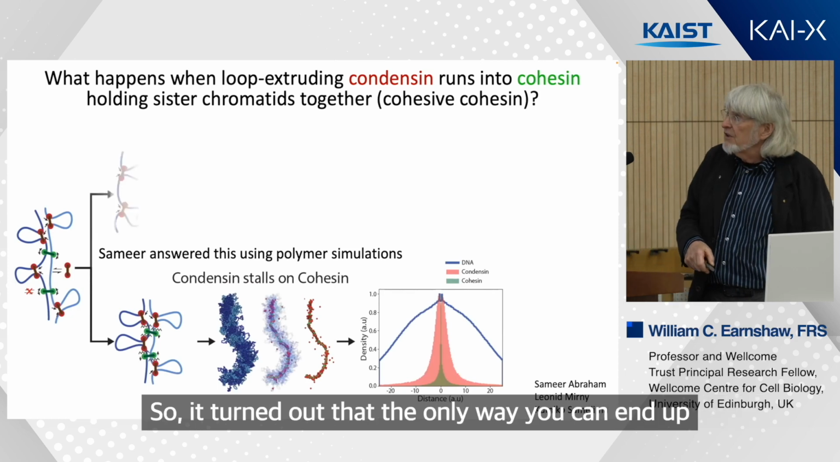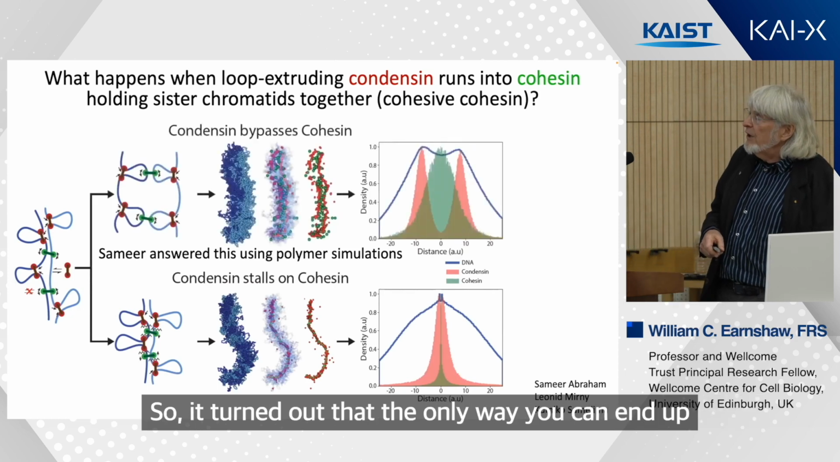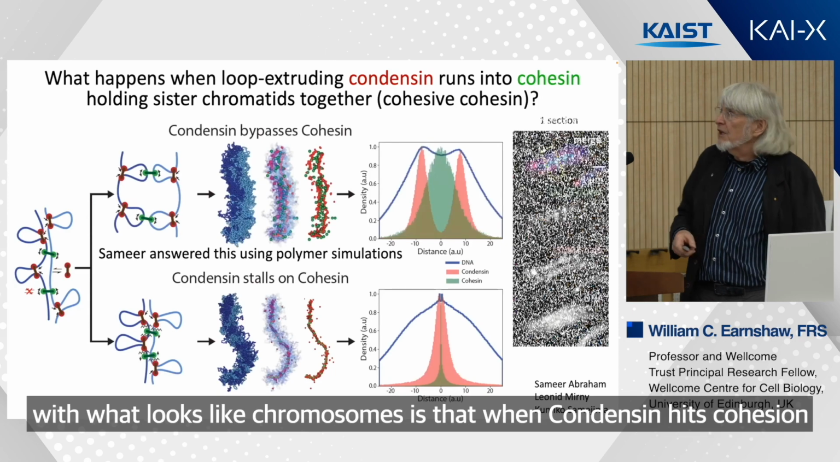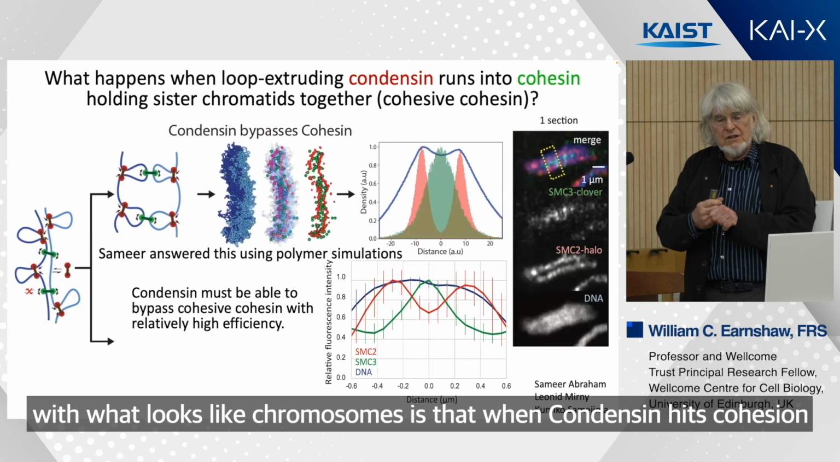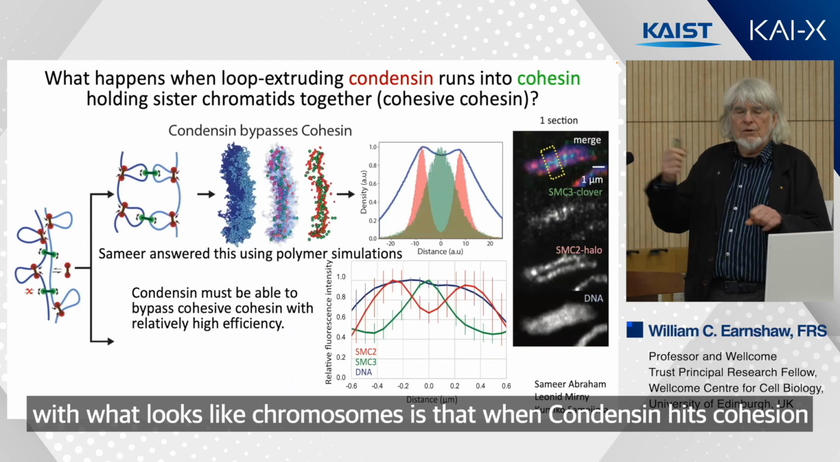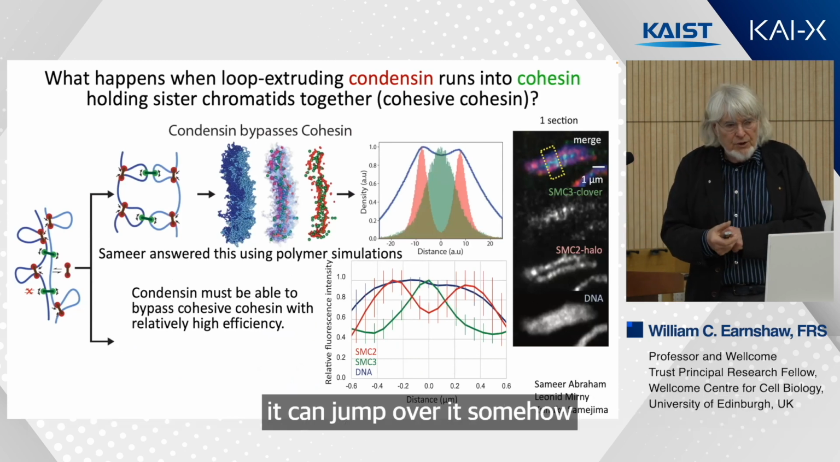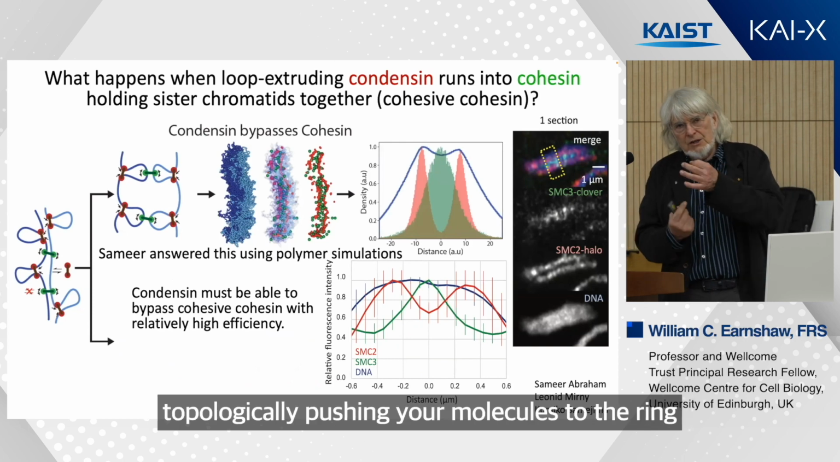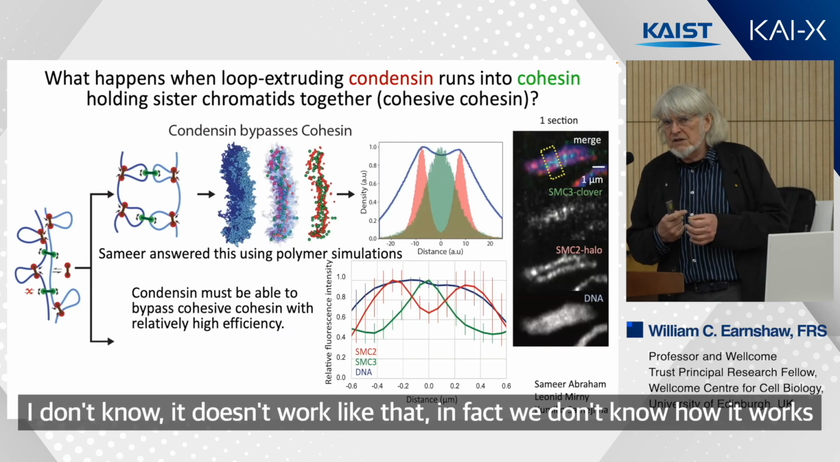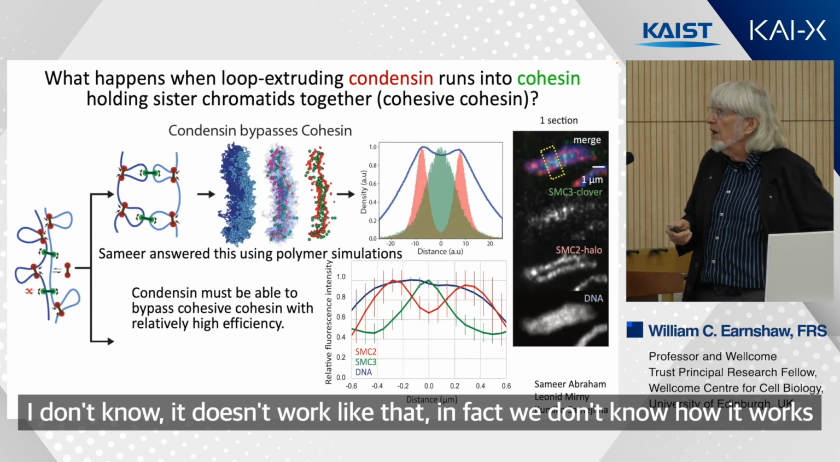So it turned out that the only way you can end up with what looks like chromosomes is that when condensin hits cohesin, it can jump over it somehow and keep extruding the loop. And how you do that topologically, pushing the molecules through the ring, I don't know. It doesn't work like that. In fact, we don't know how it works.